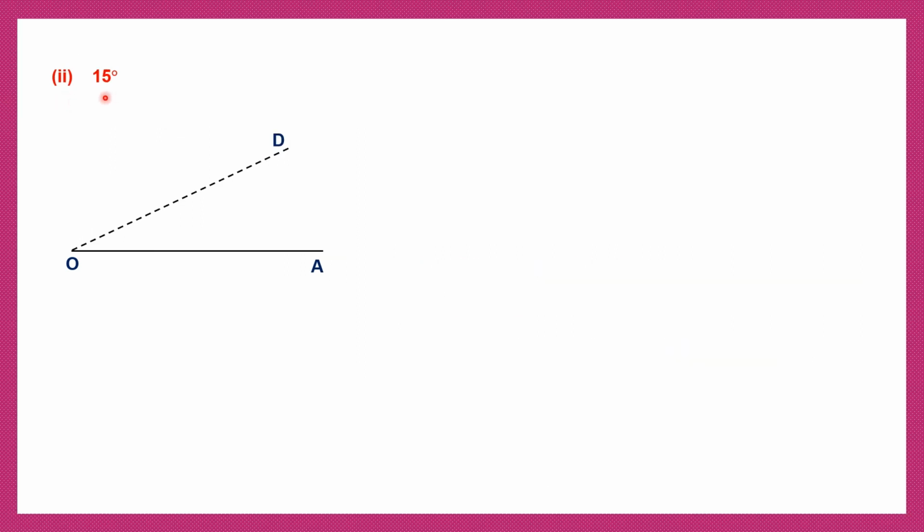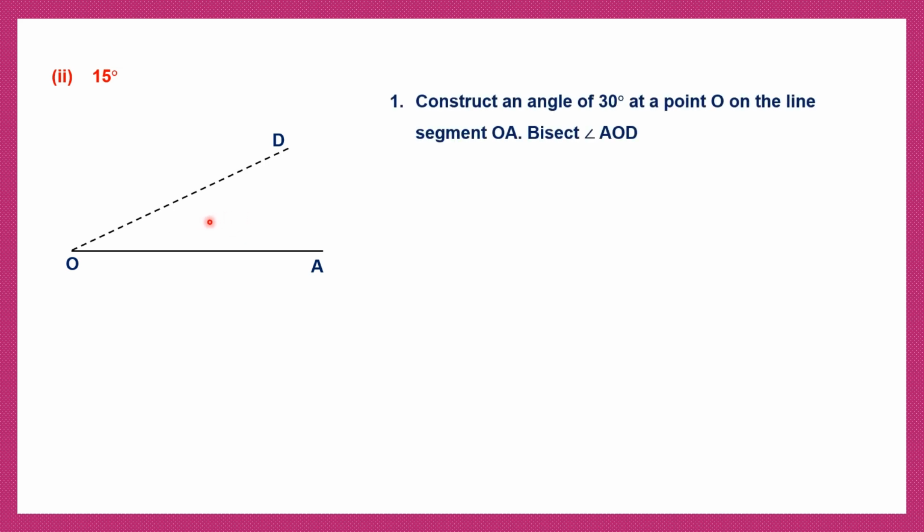Question 2, 15 degrees. Now how do we construct an angle of 15 degrees? First we construct an angle of 30 degrees by following the steps that we had in the first question, and then we have to bisect this. Okay, so let's begin now. Construct an angle of 30 degrees. So we have constructed it at a point O on the line segment OA. So this is 30 degrees.